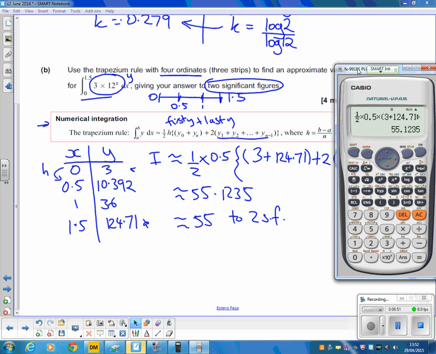Remember, you can check that you are in the right kind of area with your answer using the integration button. We just type in the original question using alpha for x, put our limits in, and the calculator tells us that the answer is 48.97 and some more numbers. 48, fairly close to 55, so I've probably got that right. I would worry if the calculator said the answer was 200 and I had 55.